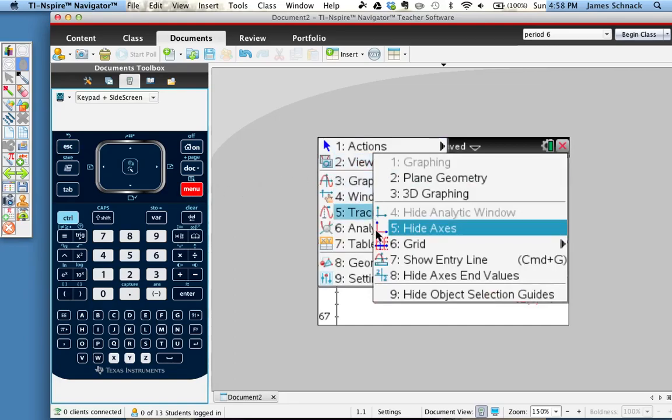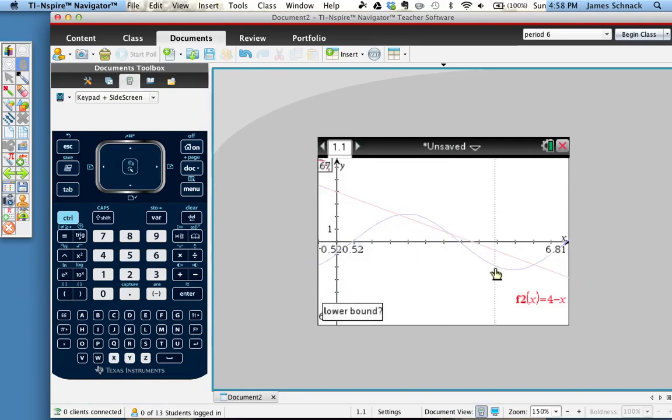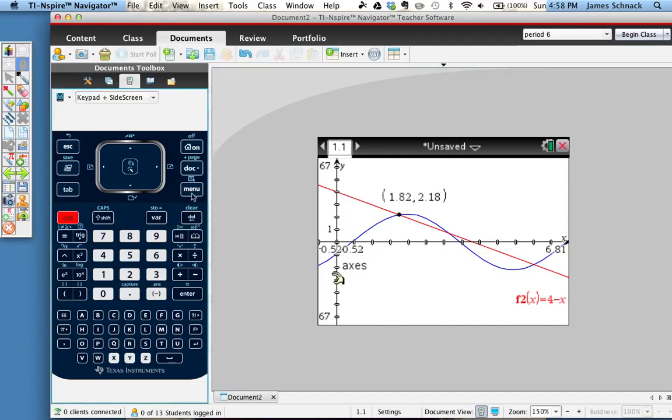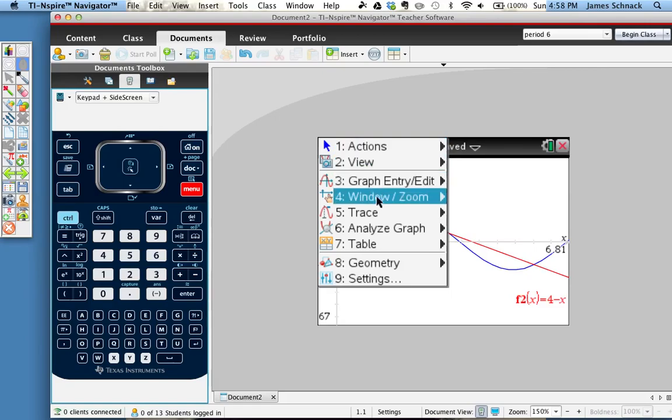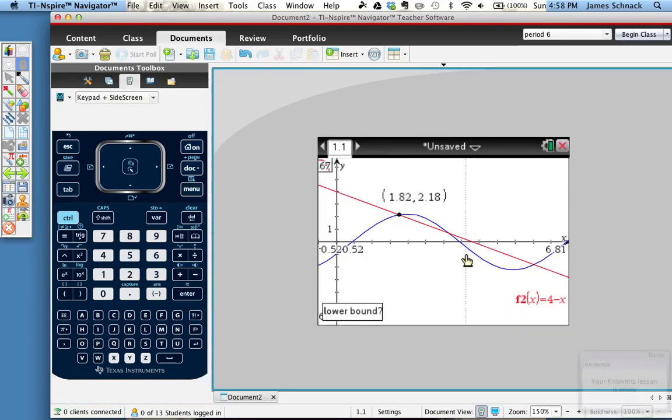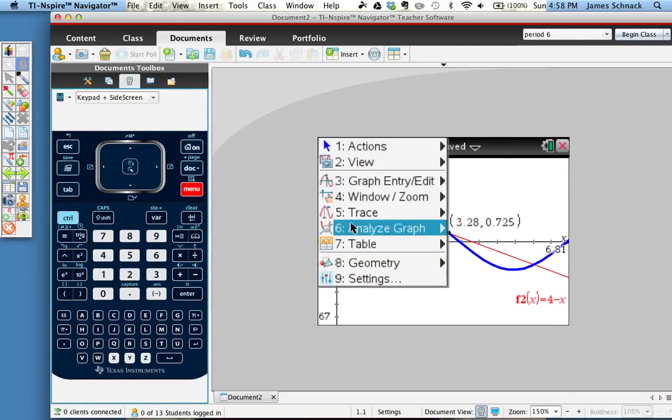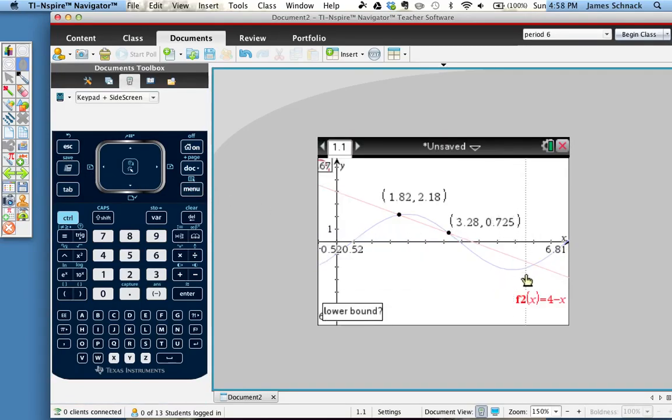We're going to go to Menu, Analyze Graph, and we're finding the intersection points. Here's one of them. So one solution is approximately 1.82. Another one is approximately 3.28. And finally another one is 5.81. We have 3 values for x. We have approximated them to the nearest hundredth.